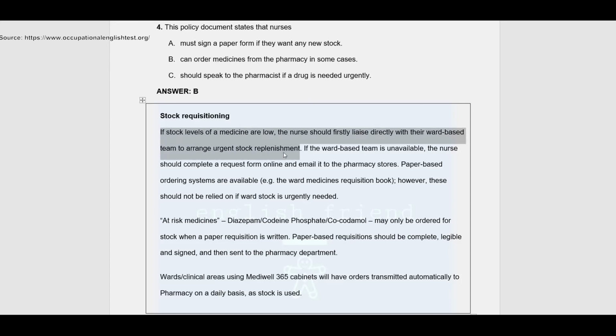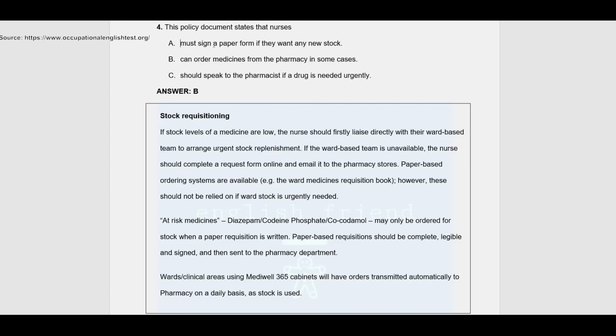So it is a ward-based team responsible to arrange the stock. But if the ward-based team is unavailable, the nurse should complete a request form online and email it to pharmacy stores, which means nurses can order medicines from pharmacy in some cases, and that is a case when the ward-based team is unavailable. Now let's consider option A and C.